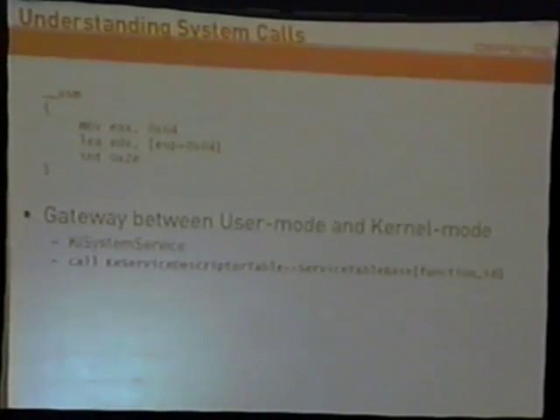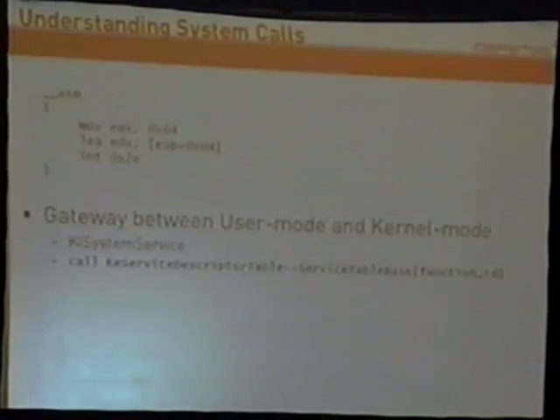A system call works as follows. EAX will contain the function ID, so 64 is going to be moved into EAX. EDX is going to get a pointer to the userland parameters on the stack. Then interrupt 2E is executed. This is for system call. However, there's also sysenter and fast call.